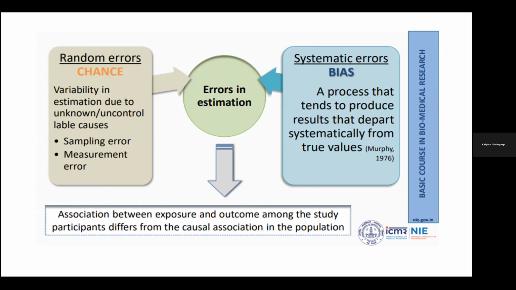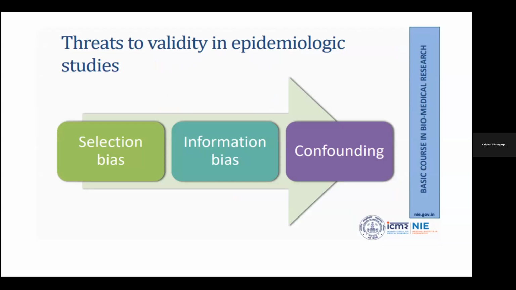Systematic would mean time and again they are bound to occur when I am doing a particular kind of study with a particular kind of formatting. So bias could be a process that tends to produce results that depart or are away systematically from the true values. So when do these errors occur, and when do I get an error in the estimation of my true results or causal association? These are the 3 errors, and they are the actual threats to validity in epidemiological studies.